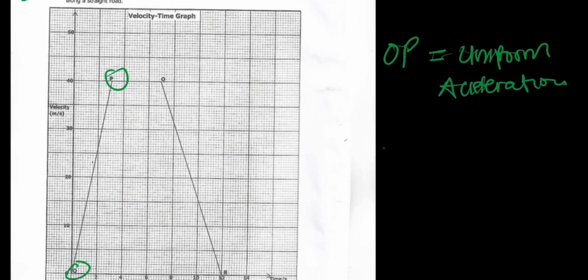Then for P and Q, what do you think is happening around that time? Well, the fact that this is representing the velocity, and at 40 the velocity remains constant, then this is showing constant velocity.